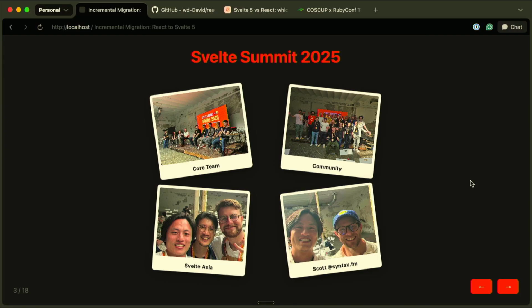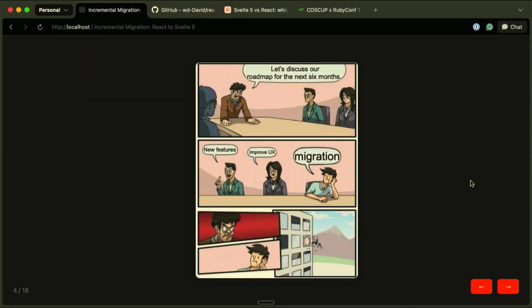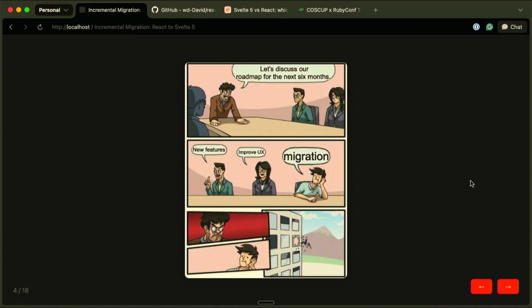All right, so this talk is about migration. I believe that for any kind of engineer, you will certainly encounter this situation: we have a lot of tech that we need to migrate, we want to refactor, we want to rewrite some things, and you reach out to your boss to say, I have something for you. This is what's happening. Let's discuss our roadmap for the next 6 months. New features, improved UX, and you say migration, and you're just thrown out the window.